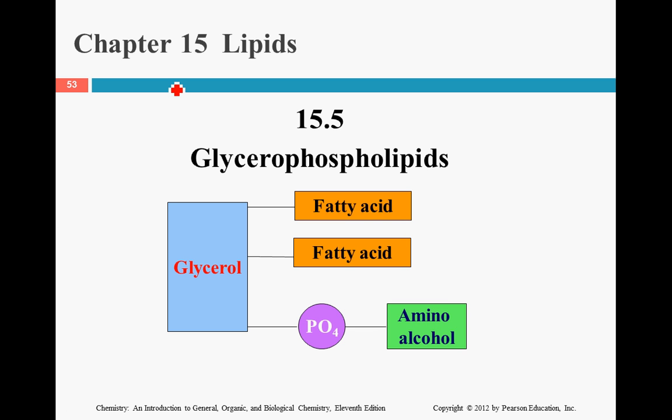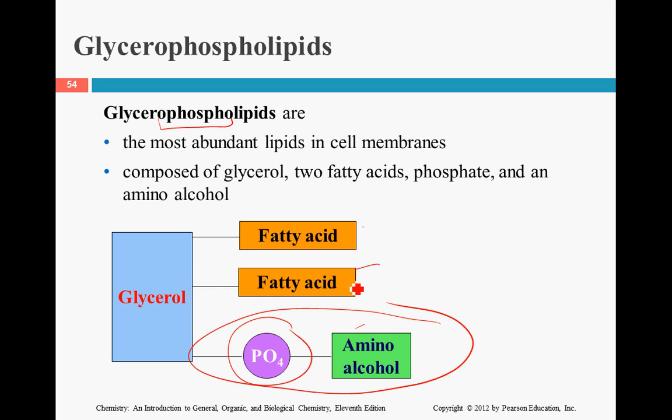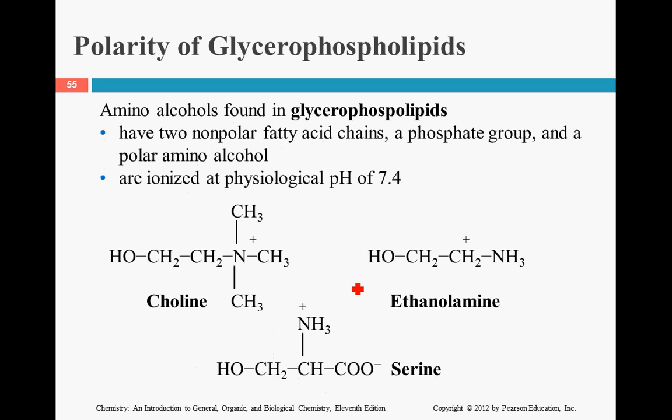We're now going to discuss glycerophospholipids. You'll notice with glycerophospholipids, phospho is in the middle of it, meaning phosphorus. It's referring to this phosphorus down here. This is very similar to the lipids that we referred to before with the glycerol and the 3 fatty acids. But instead of the third fatty acid, we have an amino alcohol down there instead.